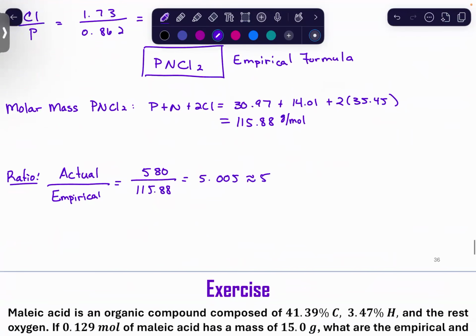subscripts. So now that means that for my empirical formula, I'm going to have P, so 1 times 5, nitrogen, 1 times 5, chlorine, 2 times 5. It's going to give me a molecular formula of P5N5Cl10.